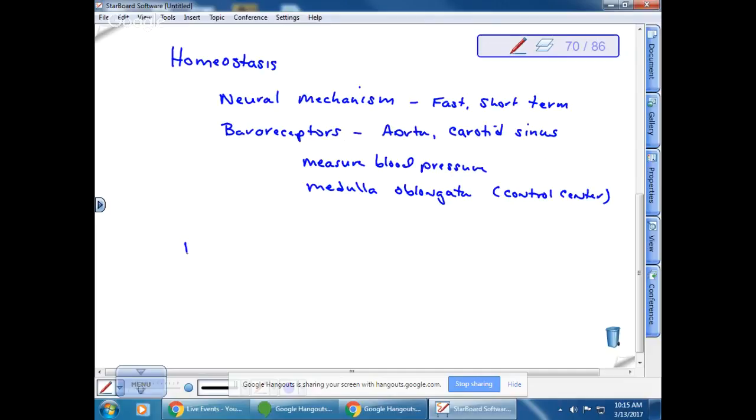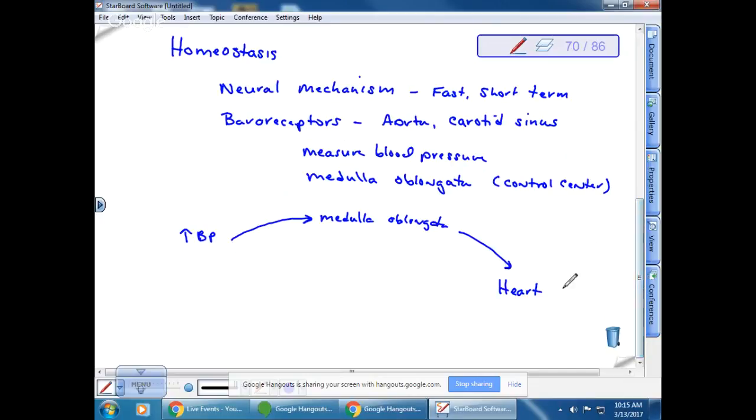Okay, so let's say that we have an increase in blood pressure. This goes to the medulla, the control center, and then it sends it out to the effectors. In this case, it's the heart, right? So if blood pressure is too high, we can decrease heart rate, beats per minute, okay? And you now know that that is parasympathetic, right? We talked about that when we were talking about the diving reflex. So the parasympathetic division of the nervous system decreases heart rate, okay?